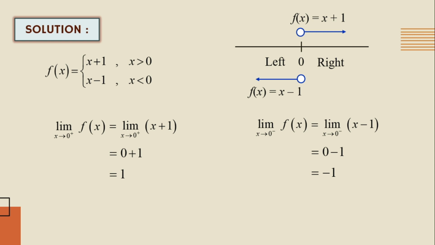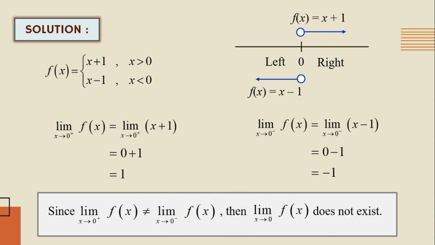So here, we notice that the limit of f(x) as x approaches 0 from the right is equal to 1. The limit of f(x) as x approaches 0 from the left is equal to negative 1. Both exist because they have values, but they are not the same value, which is a requirement for the limit to exist. So we can conclude that since the limit of f(x) as x approaches 0 from the right is not equal to the limit of f(x) as x approaches 0 from the left, then the limit of f(x) as x approaches 0 does not exist.